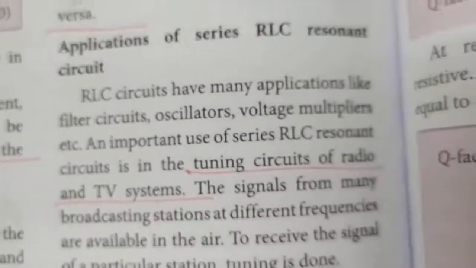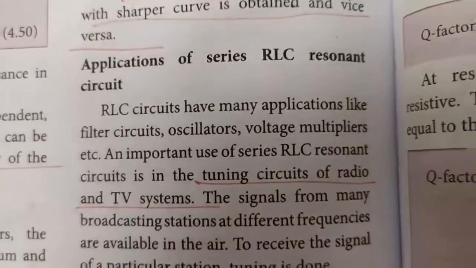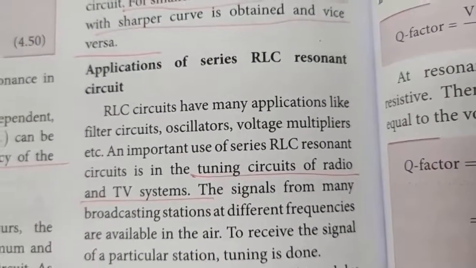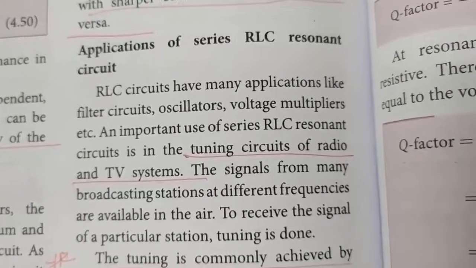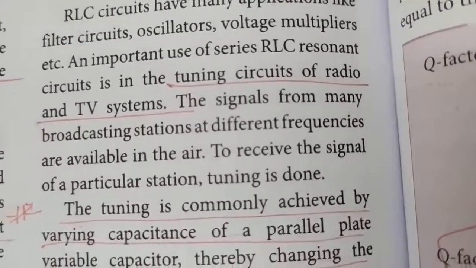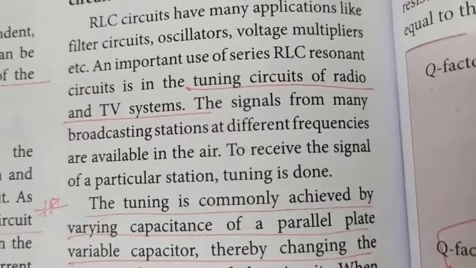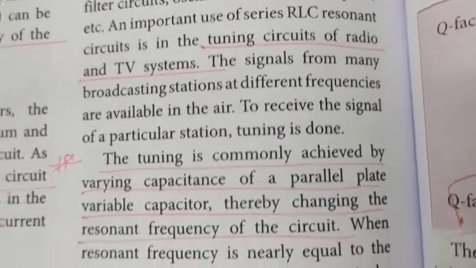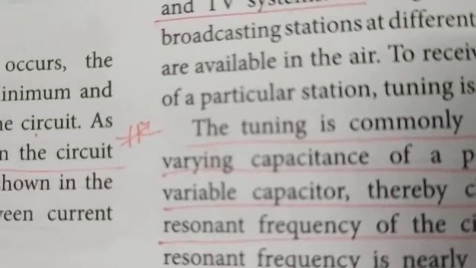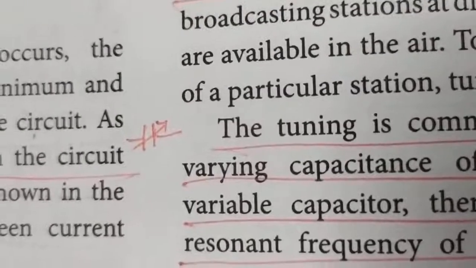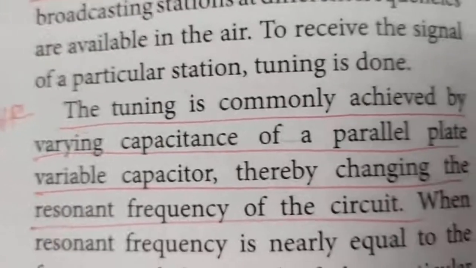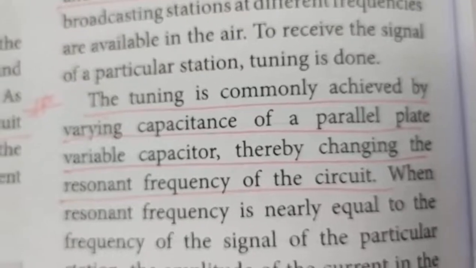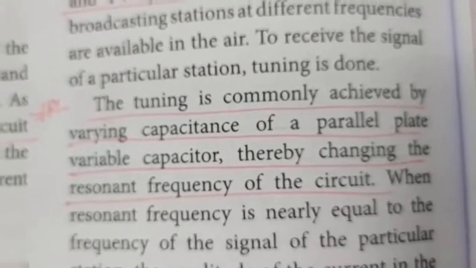And next we are going to see about the applications of series LC resonance circuit, and mainly they are used in tuning circuits of radio and TV systems. That is, when you see at air there may be different frequencies, and we are going to receive a particular frequency. For that you have to change the variable capacitor. So here I have shown you the variable capacitor. So the tuning is achieved by varying the capacitance of the parallel plate capacitor. So the resonant frequency also changes.